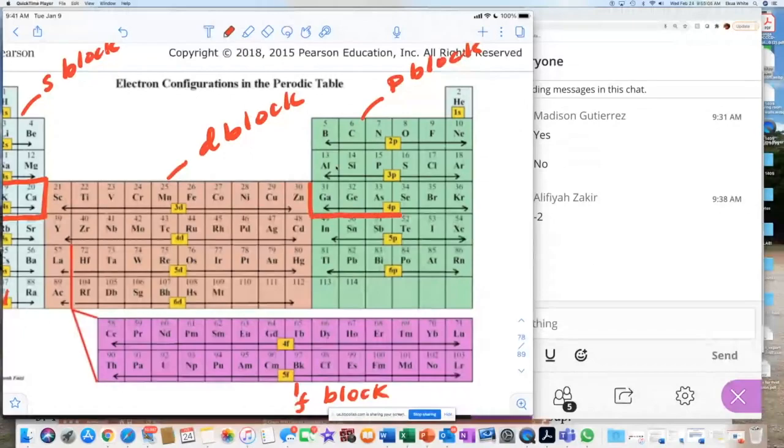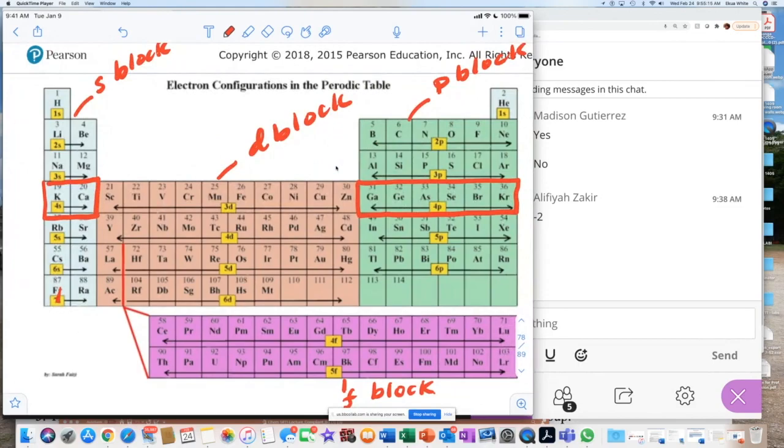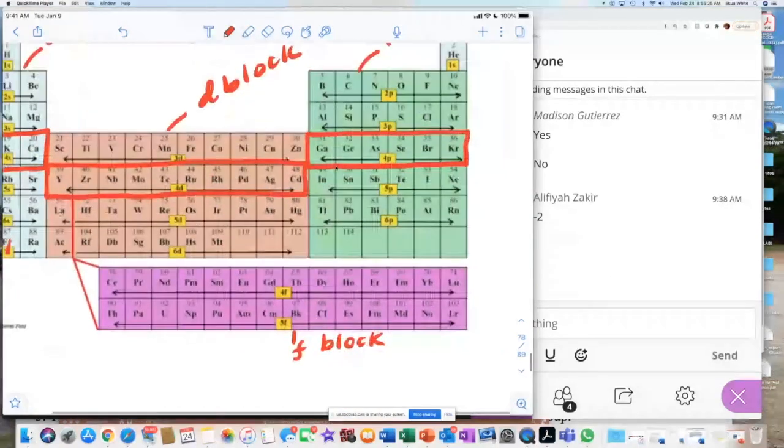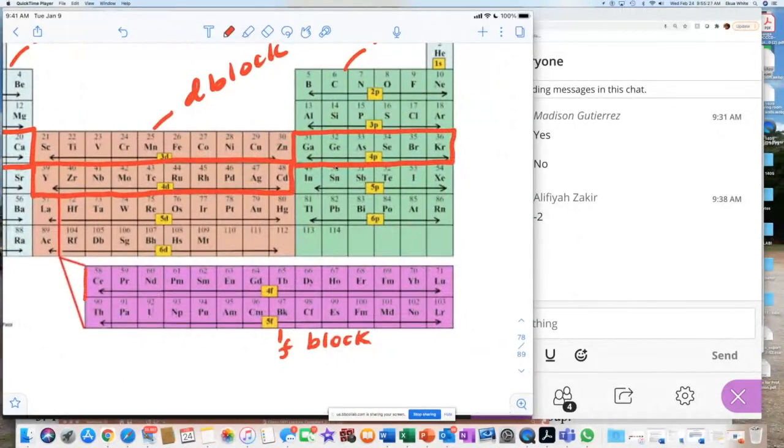Here, this right here is 4P, right? I mean, don't you like this periodic table? I like it. This wasn't around when I was in school. I'm like, why didn't somebody make this when I was in school? 4D right here, okay? And then 4F right here.